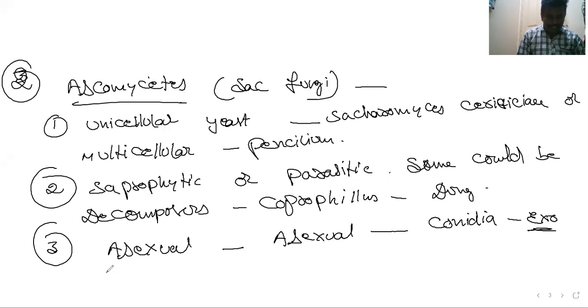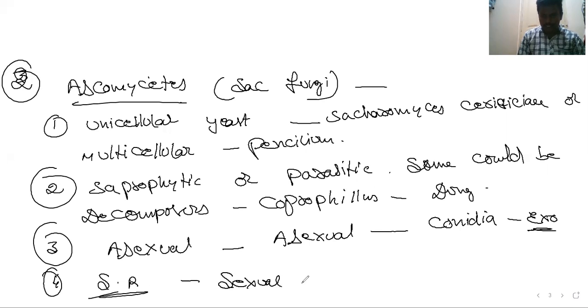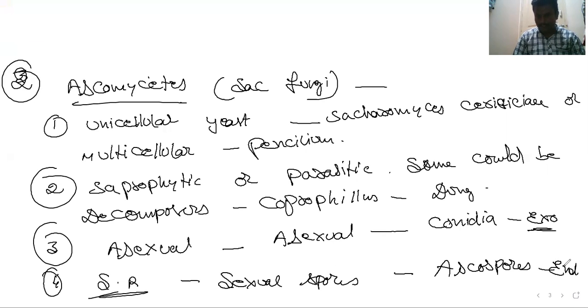Next, here sexual reproduction takes place by sexual spores. Those sexual spores are called ascospores, which are produced endogenously. Okay, that's all.